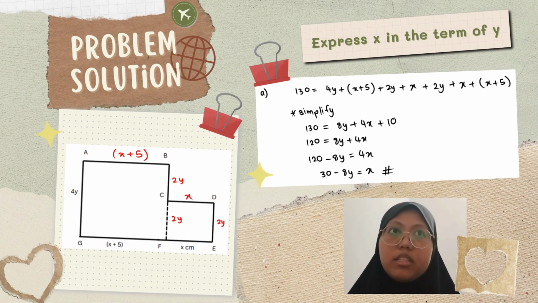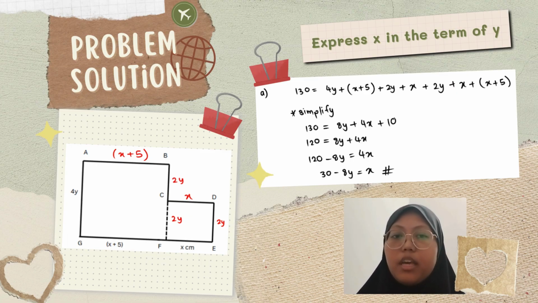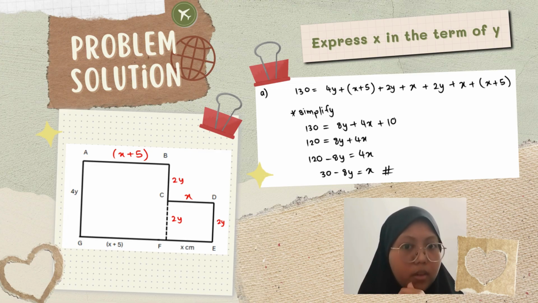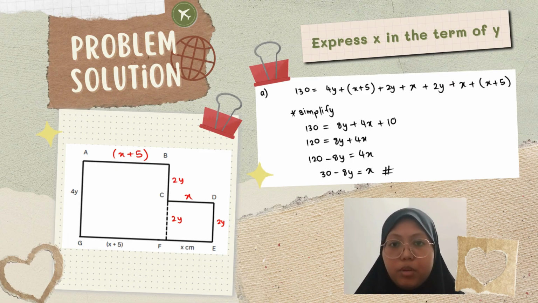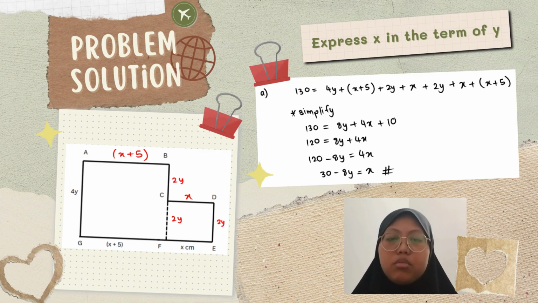It wants us to express x in terms of y. The question already gave us a figure and basically gave us the information of all the sides. So we simply add all the sides and set them equal to the number given, which is 130. So the equation that we will end up with is 130 equals 4y plus x plus 5 plus 2y plus x plus 2y plus x plus x plus 5.